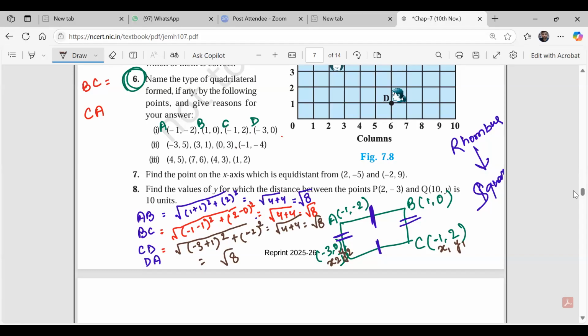Yes, ma'am. Anyone who wants to ask why rhombus, why not square? Anyone? Everyone is understanding why we are calling it rhombus, not a square? Yes, ma'am.